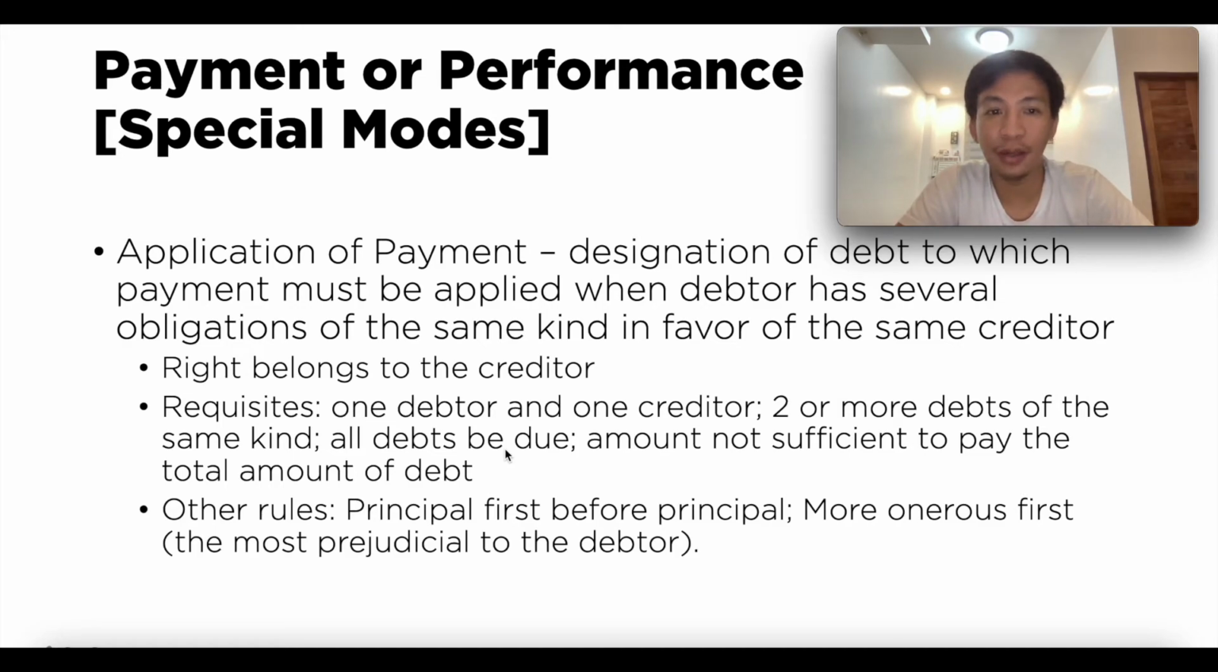Check natin. Okay. One debtor and one creditor. Tingnan natin yung requisites, ha. One debtor and one creditor. Yes, ako lang yung debtor. Si Maria lang yung creditor. Two or more debts of the same kind. Yes, 3 beses ako nangutang kay Maria. Pare-parehong pera. So, 5,000, 3,000, 2,000. All debts are due. Well, kailangan ko nang bayaran lahat ng utang ko kay Maria.